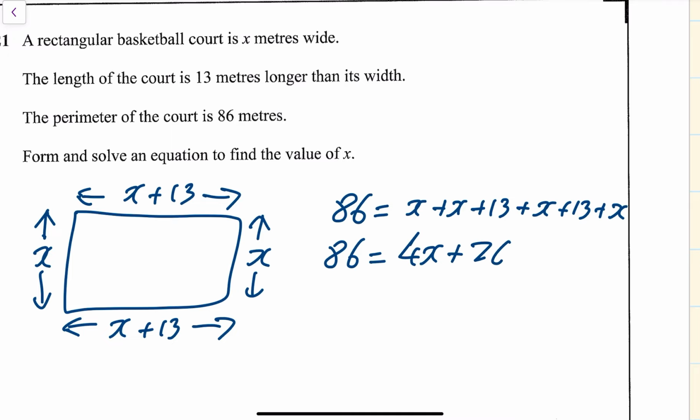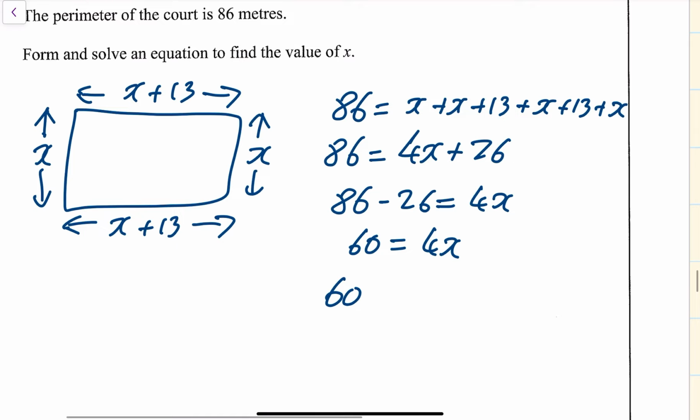4 X's plus 26. 86 minus 26 equals 4X. 60 equals 4X. 60 divided by 4 is equal to X. X works out to be 15.